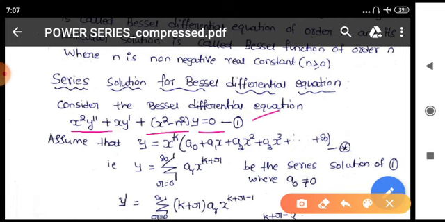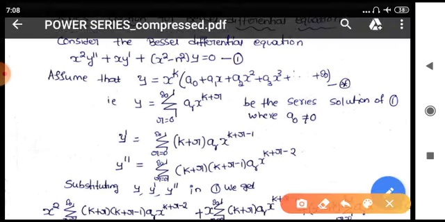Now we assume that y equal to x power k into (a naught plus a1x plus a2x square plus a3x cube plus etc. up to infinity), or in summation form y equal to summation of ar x power k plus r, r from 0 to infinity, be the series solution of equation 1, where, very important, a naught is not equal to 0. Now we will find what is y dash and what is y double dash.